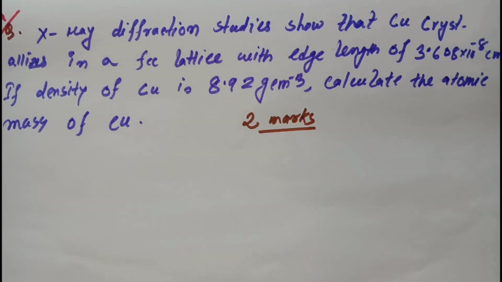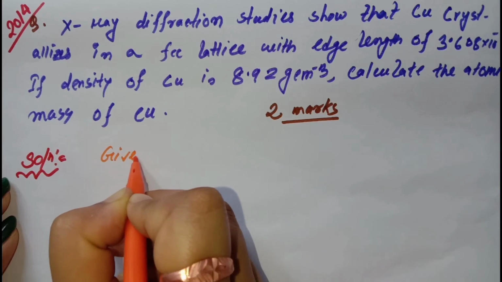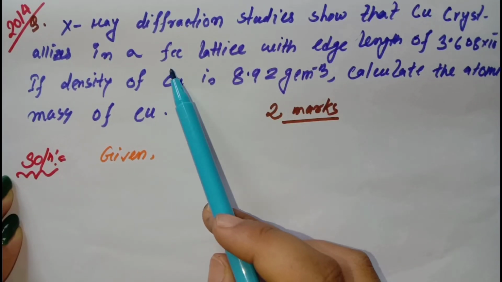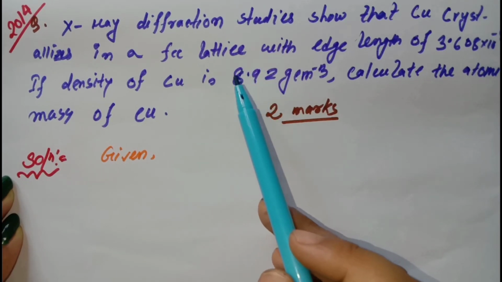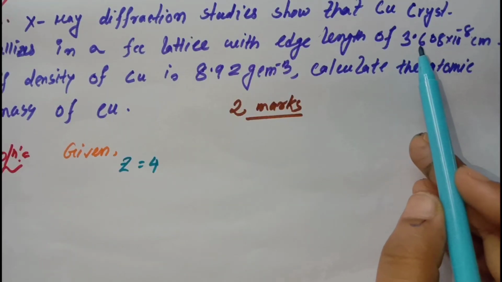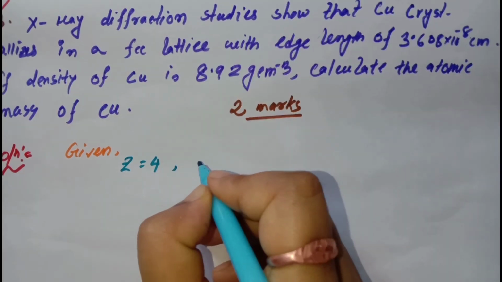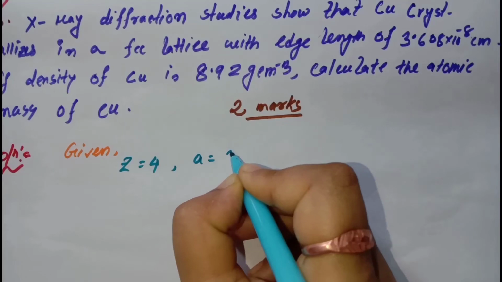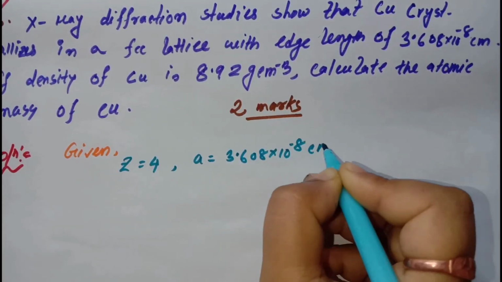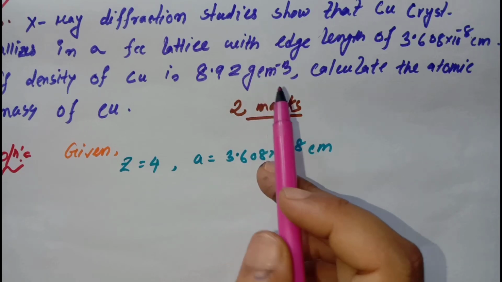Okay, now I am going to solve this question. First, you have to write all the given parameters. Here, this is an FCC lattice, therefore the value of Z will be 4. Edge length a is 3.608 × 10^-8 centimeter. Again, density is 8.92 gram per centimeter cube.